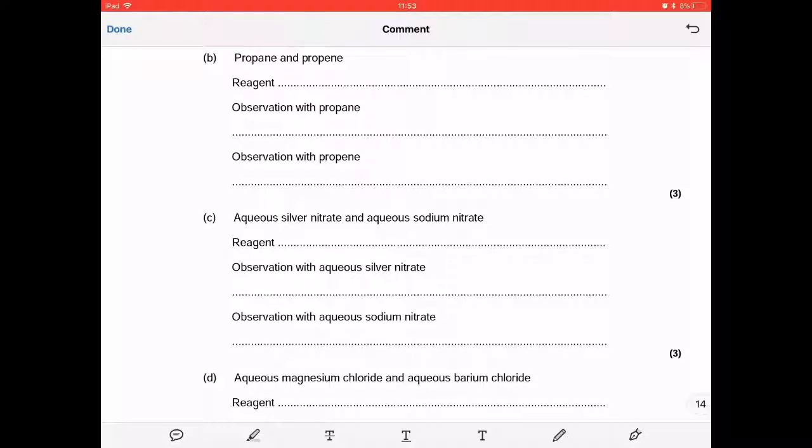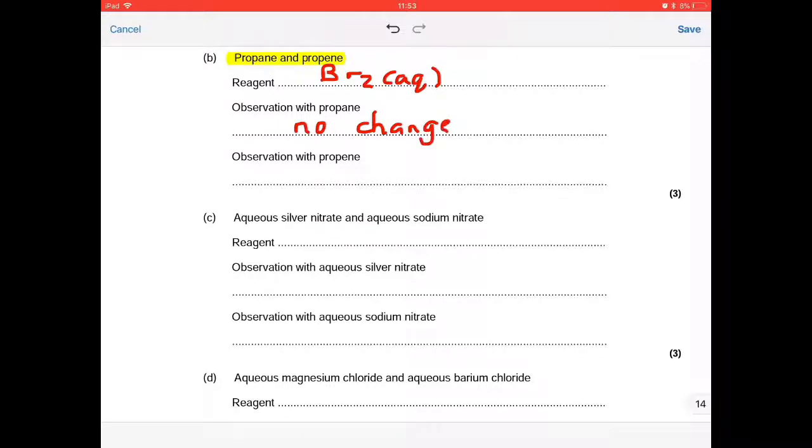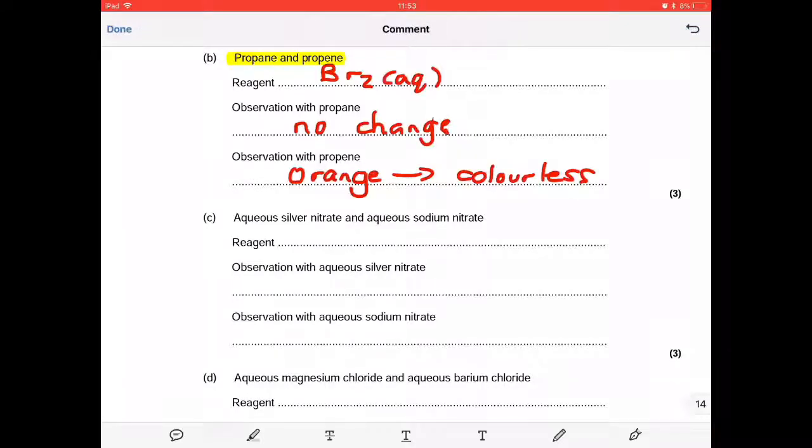Further down, we've got propane. This is effectively a repetition of the question on the previous page, and again you should be using bromine water to test for the unsaturated double bond. Observation with propane, there will be no change because it's an alkane, and the observation with propene, it will go from orange to colourless, or that it decolorizes the bromine water. Either of those will do as your answer.